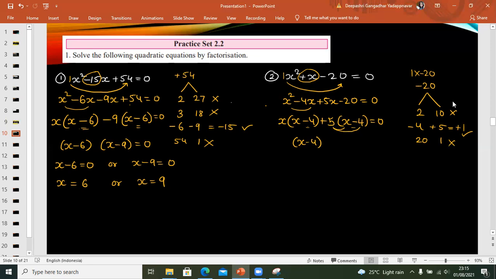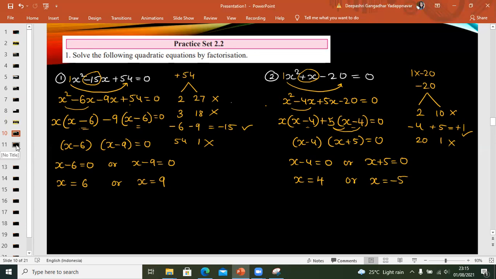Then the remaining number, let us write it in another bracket. x plus 5 equals 0. x minus 4 equals 0, or x plus 5 equals 0. x will be negative 4 will become positive 4, or x equals positive 5 will become negative 5. So these are the solutions of this equation.